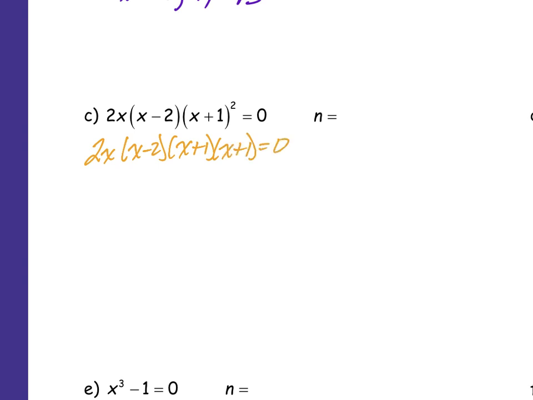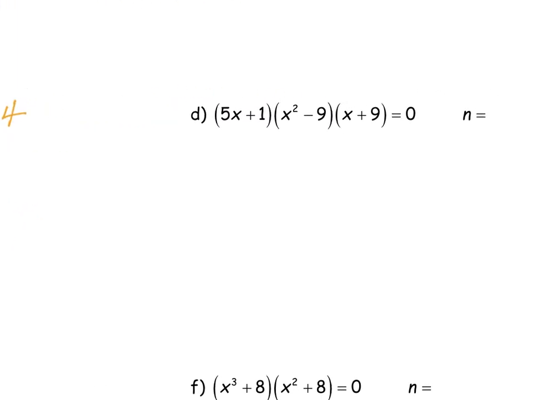Let's just do this. So I know that this first one is 2x equals 0, and then the rest of them are just like what we've been doing. So I know that x equals 0, 2, and negative 1 again. But I've got x times x times x times x. So that's x to the 4th. So my n is 4. Questions? Anybody? Are we okay? Awesome.